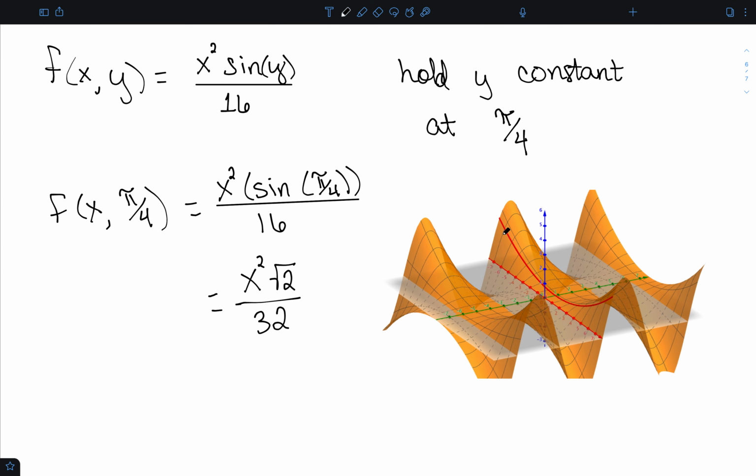If I go back to the graph of the function, that would be like going over pi over 4 on the y-axis and then just tracing out the curve. And I can see that by this red line here. This is the curve if I just move over pi over 4 on the y-axis and then just trace out the curve.